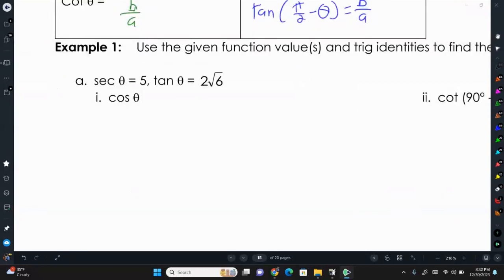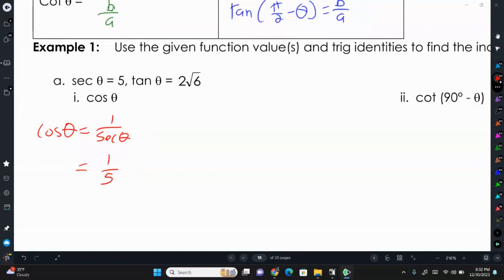So for letter A, we have the secant of theta is equal to 5, and the tangent of theta is 2 times the square root of 6. So I just want the cosine. Well, we know that cosine is 1 over the secant of theta, so this is going to equal 1 over 5. And then for the tangent, again, you could draw a right triangle and do the Pythagorean theorem, but these cofunction identities and Pythagorean identities allow us to get there a little bit quicker.